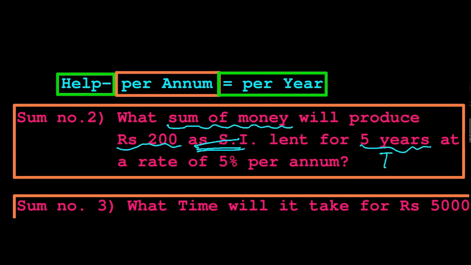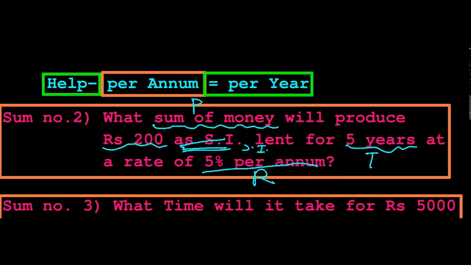This is the time, this is the SI. And the sum of money is the P, which we have to find at a rate of 5% per annum. Friends, this is R, or the rate, and we have to find P. Let's proceed with the sum. So let's write here sum number 2. Let's write all the components. P, we will give a question mark because we have to find this P.